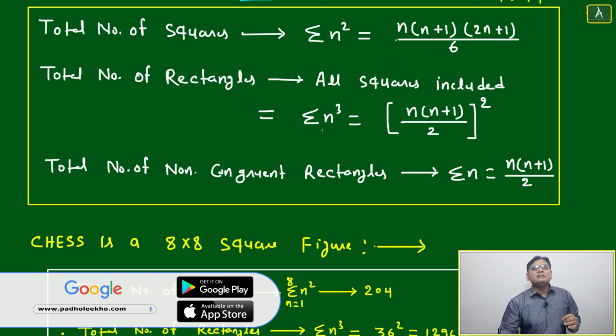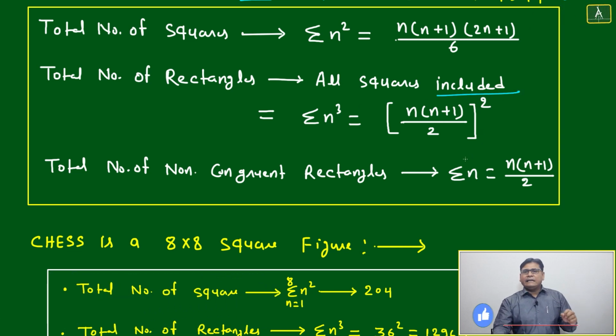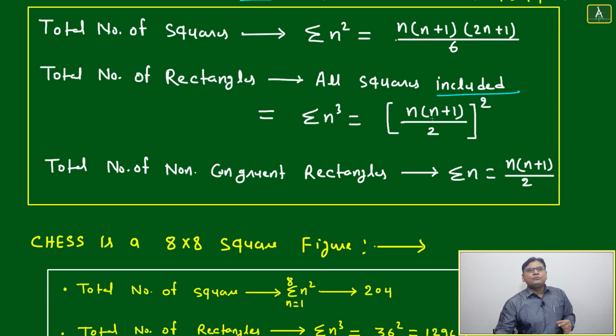Total number of rectangles, here all squares will be included. If we are telling rectangle, it means a square will be included, or we can say a square is just a subset of rectangle. Then it will become summation of n cube. Then we can write n into n plus 1 divided by 2, whole square. Simple, we know this formula, this is not a big thing.